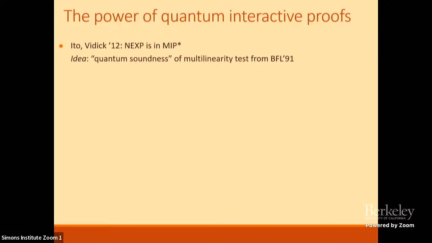The main ingredient in that proof system is something called the multilinearity test. It's not important that I get into that. And we showed that for that particular game, there's not a big gap between the classical and the quantum values. There could be a gap, but it's not big enough to defeat the proof system. And so it showed this inclusion.